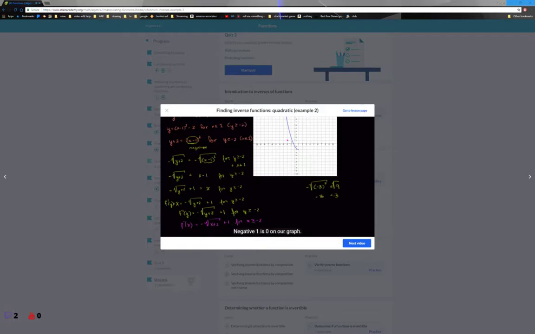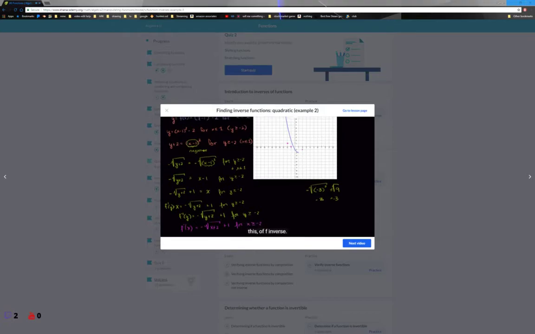Negative 1, 0 is on our graph. And then let's see, if we were to put x is equal to 2 here, so x is equal to 2 is 4. The square root, principal root, is 2, but it becomes a negative 2. So it becomes 2, negative 1. So that's on our graph right there. So the graph is going to look something like this of f inverse.